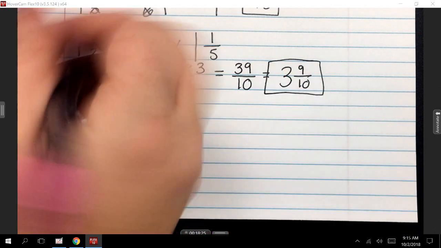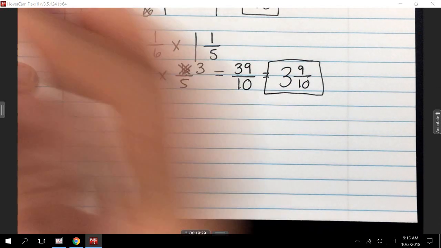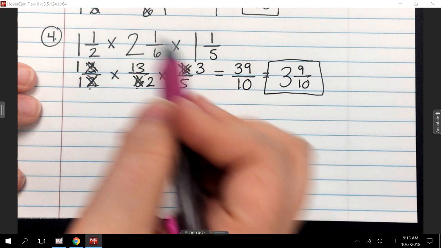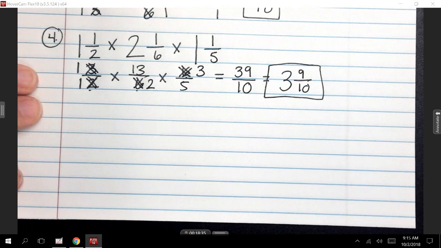Guys, technically I could have multiplied all of those on the top to start with and simplified everything at the very end. Again, if we simplify when the numbers are small, our simplifying is easier. Okay. Do we have any questions about number 4?